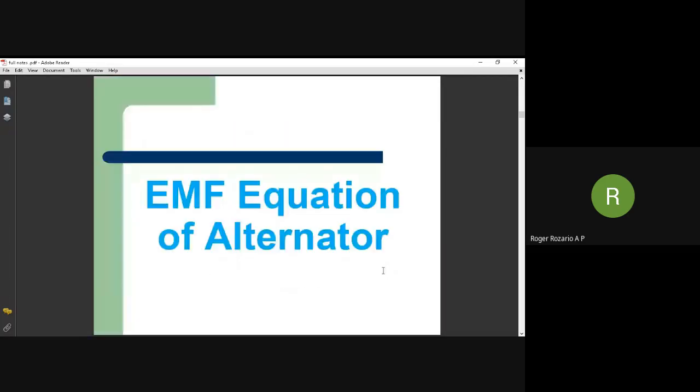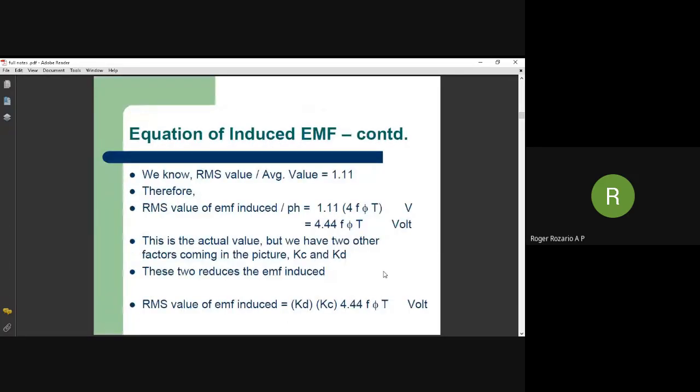And we have done two problems, one in pitch factor and one in distribution factor. Both are very important 2-mark problems. So you make a note of it.